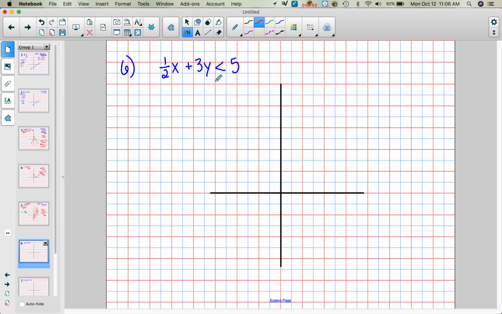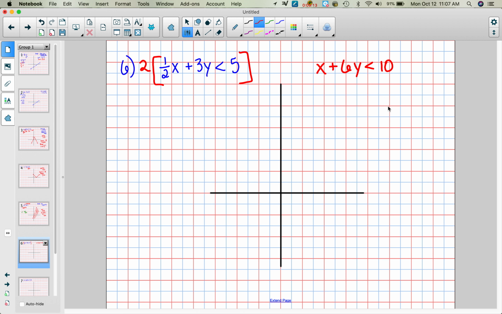So I would use my x and y intercept method to graph this. But I also have a fraction, and you can actually use fraction busters. I'm going to multiply everything by 2. When I do that, I'm going to get x plus 6y is less than 10, and I'm going to graph this instead.